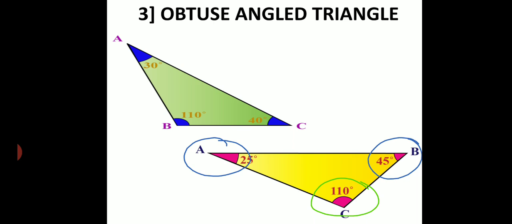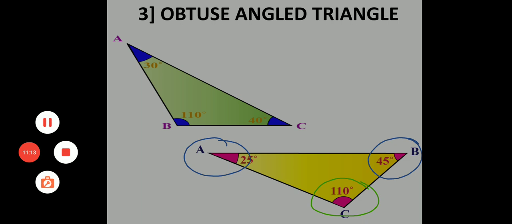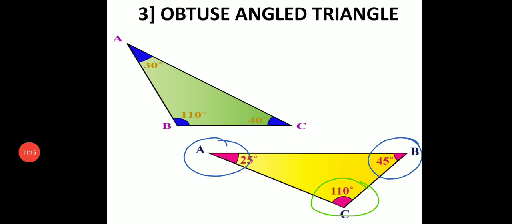So children, please remember that an obtuse angle triangle is the one in which, out of all the three angles, one angle will surely measure more than 90 degrees. We call such a type of triangle an obtuse angle triangle. Once again, I hope with the help of these two examples, the concept regarding an obtuse angle triangle is clear to all of you.